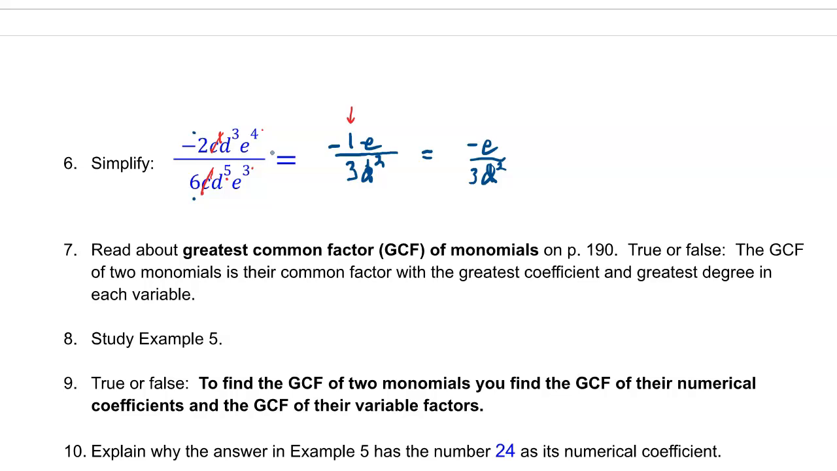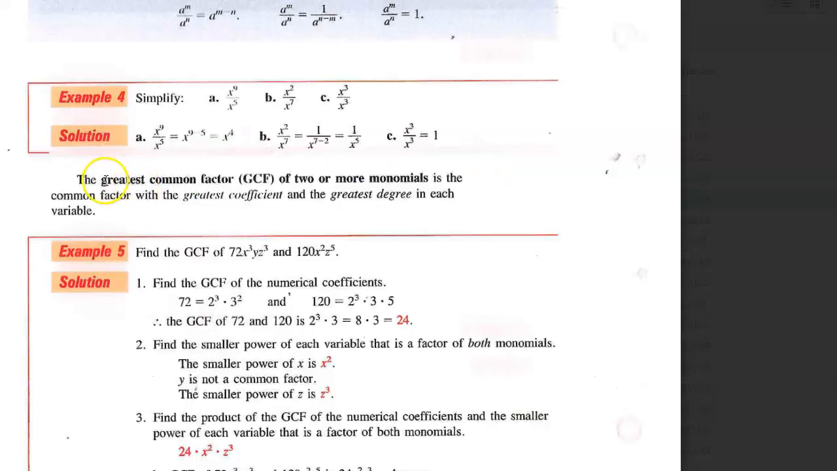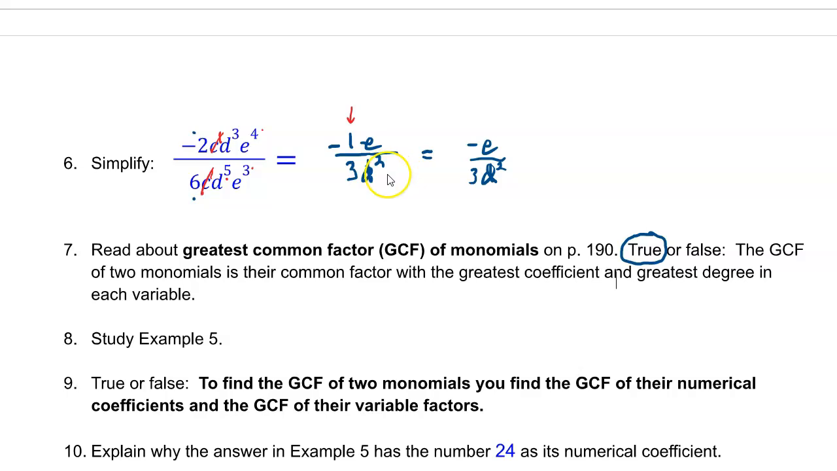Number 7, read about greatest common factor, GCF, of monomials. Then, true or false, the greatest common factor of 2 monomials is their common factor with the greatest coefficient and greatest degree in each variable. In the textbook, we see greatest common factor of 2 monomials, and it says it is the greatest coefficient and the greatest degree of each variable. So the statement is true. Study example 5.